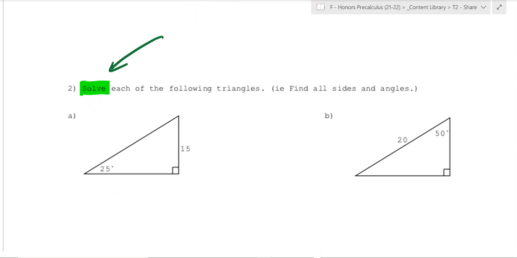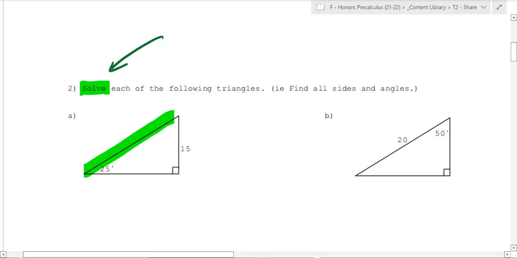Absolutely. So for example, in this one, you need to find the green side, you need to find the purple side, and you need to find that angle value right there. So when it says solve, just to be clear, that means find the missing angle and side lengths.